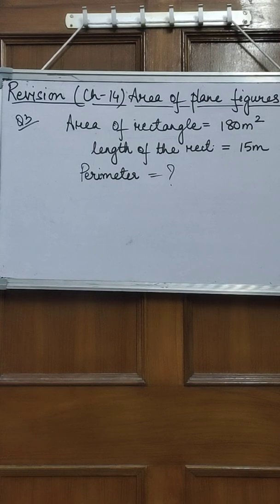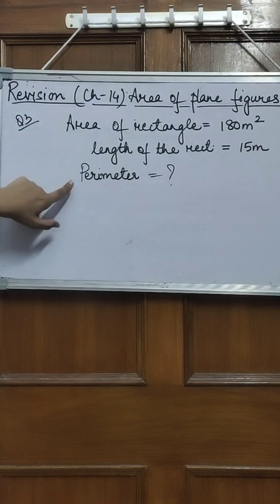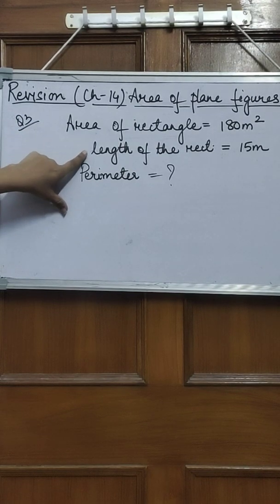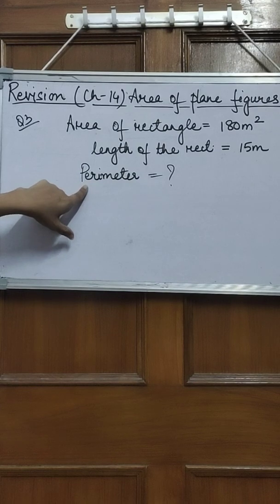So two things are given in the question. What is the first thing? Area of the rectangle is given. It's a very good question for computation, where we can check both things: that you know the formula of area to find out the first thing, and then perimeter. So area of the rectangle is given, length is given, and you have to find out perimeter.